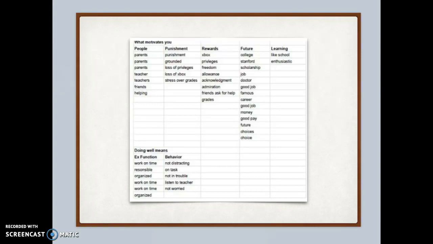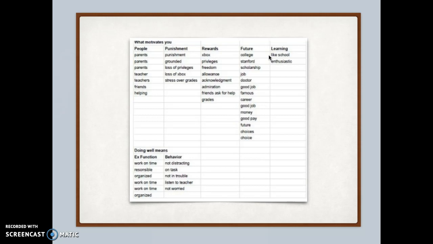So here you can see how I coded the question, what motivates you? And you can see that a lot of students cited that their parents motivated them. In particular, they wanted to do well for their parents. You can see that rewards were very important to my students: Xbox, privileges, freedoms, allowance, acknowledgement. A number of them cited future rewards as a reason to do well in school: college, they want to go to Stanford, they want to be a doctor; good job, money, more choices in the future.